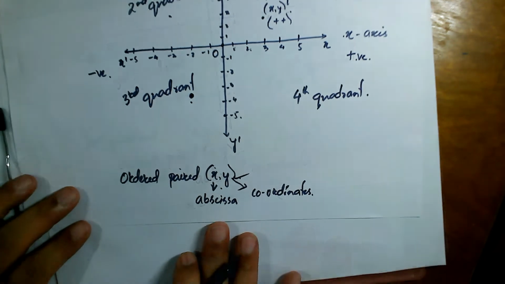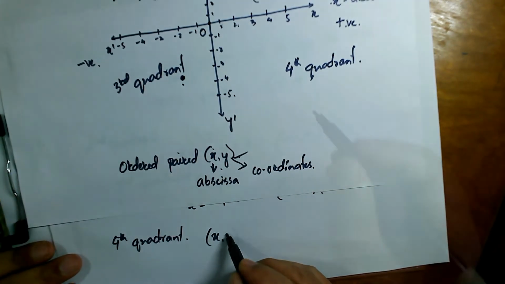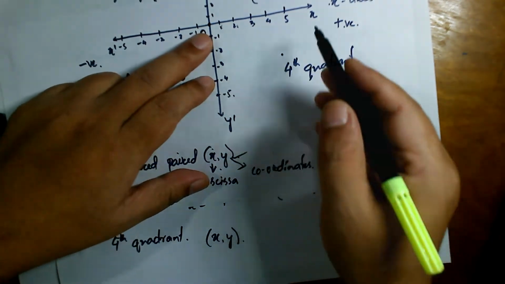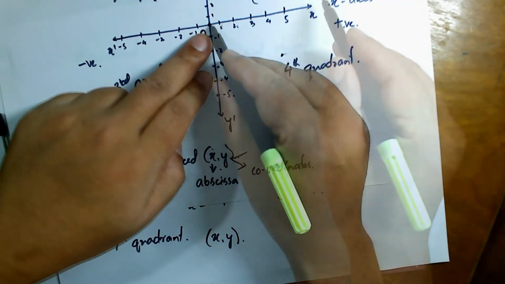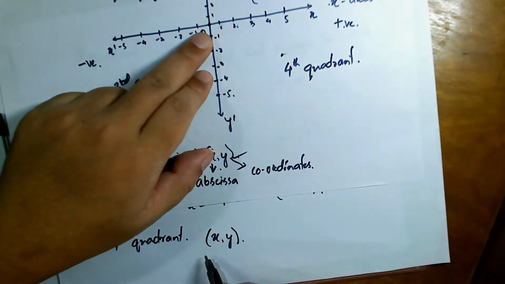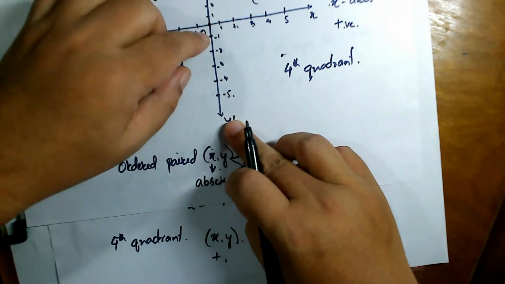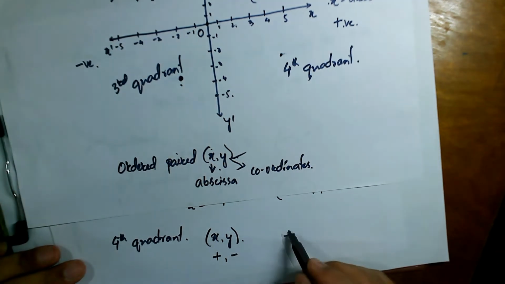And in the fourth quadrant, the last one, the ordered pair (x, y). Again, let's suppose a point around here. Looking at this point, we see that it is on the right side of 0, that is, x is positive, whereas y is downside, so it will be negative. So the sign will be plus, minus.